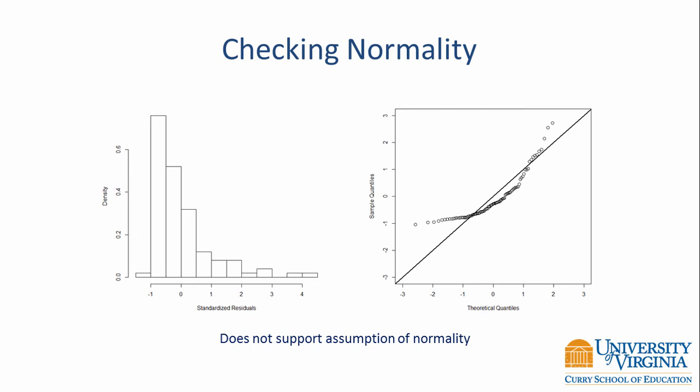In this example, skewness results in percentiles that are larger than expected at the extremes, and percentiles that are smaller than expected in the middle part of the distribution.